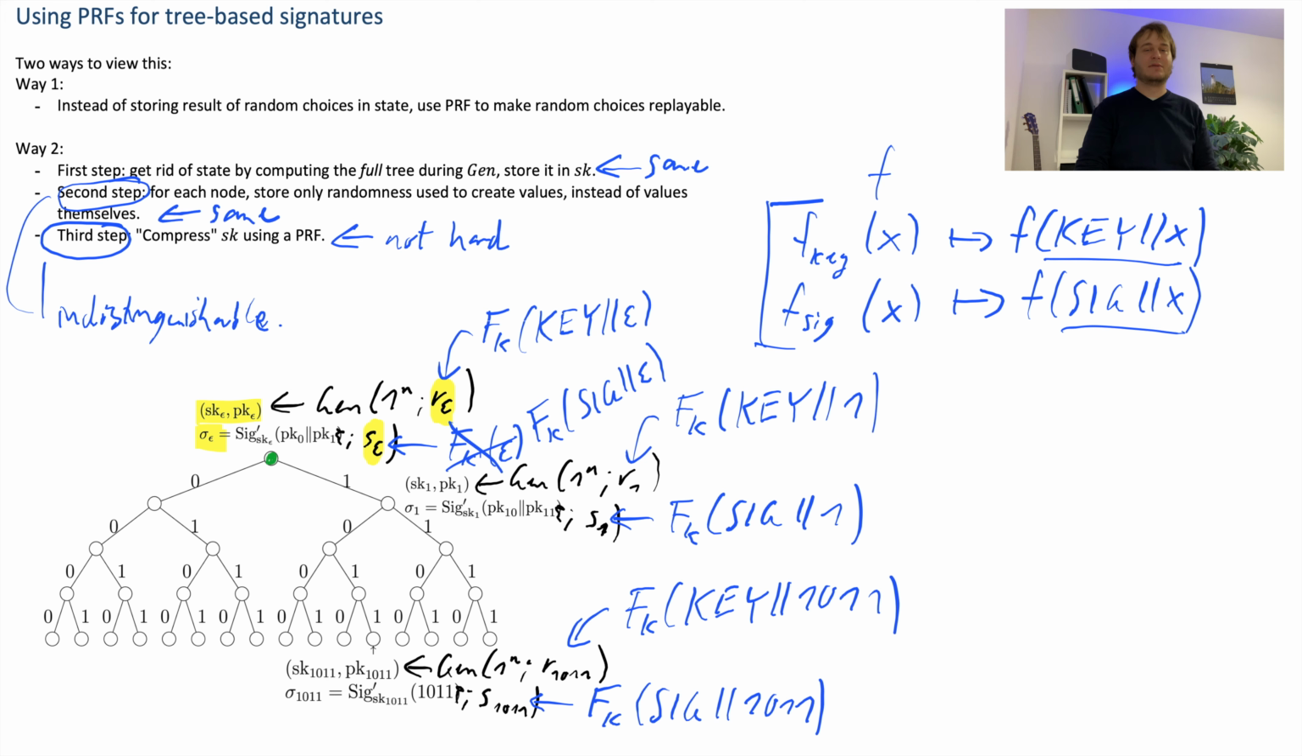And in this case, we even get this nice benefit of getting rid of the state. Because depending on how you want to look at it, either you use the PRF to get consistency in regenerating all of the stuff that you would normally store in the state, or you can think about it like computing the whole tree, getting rid of the tree computation results and just storing the randomness, and then compressing this randomness heavily using just a PRF.